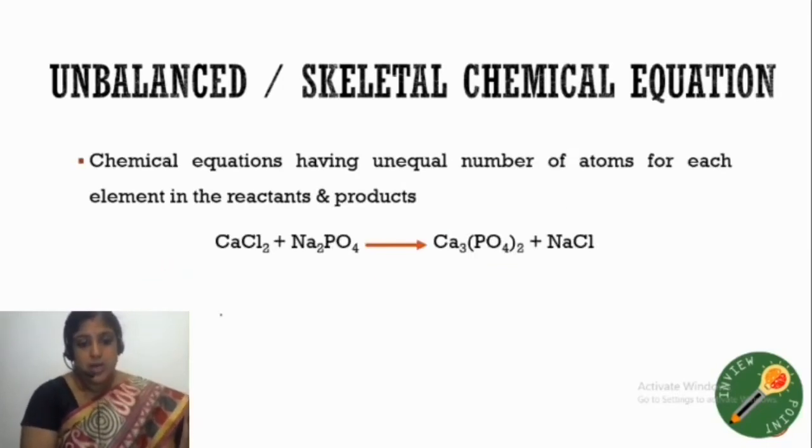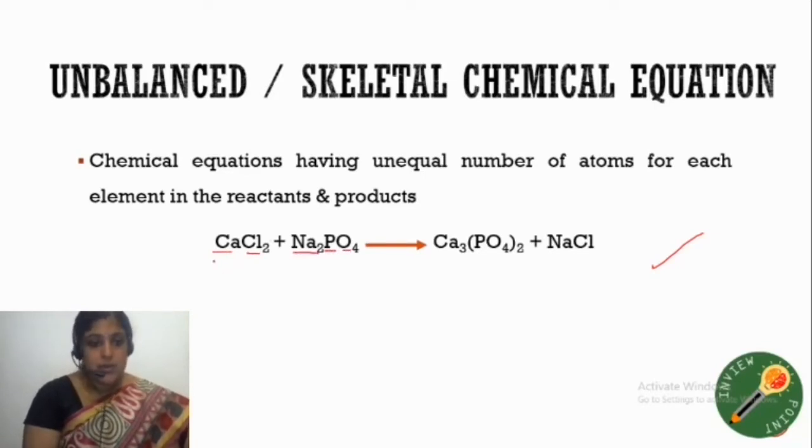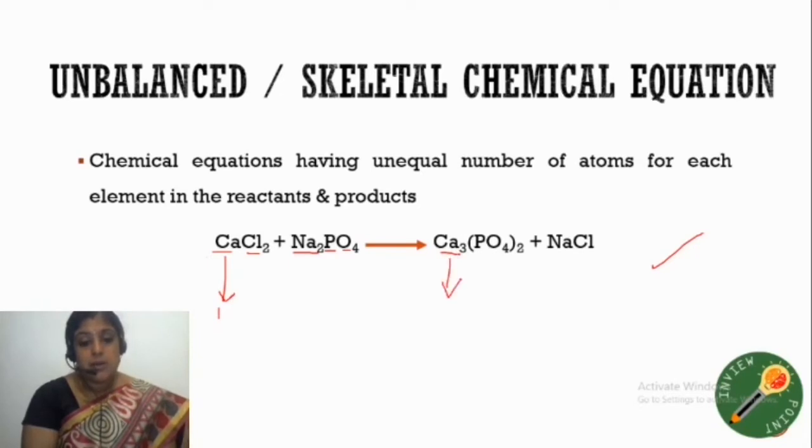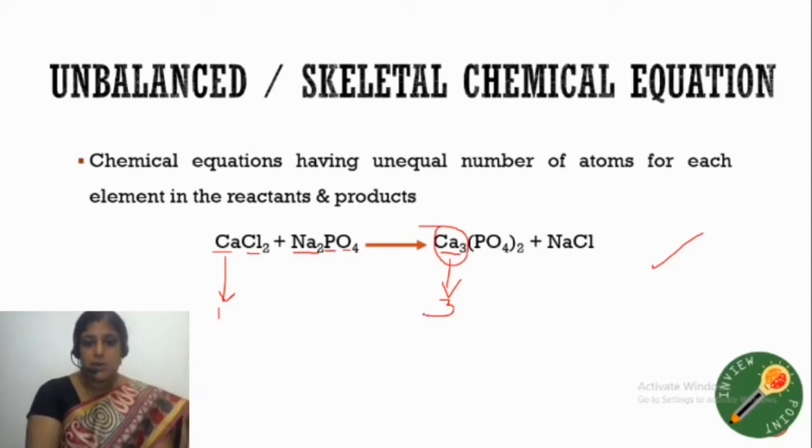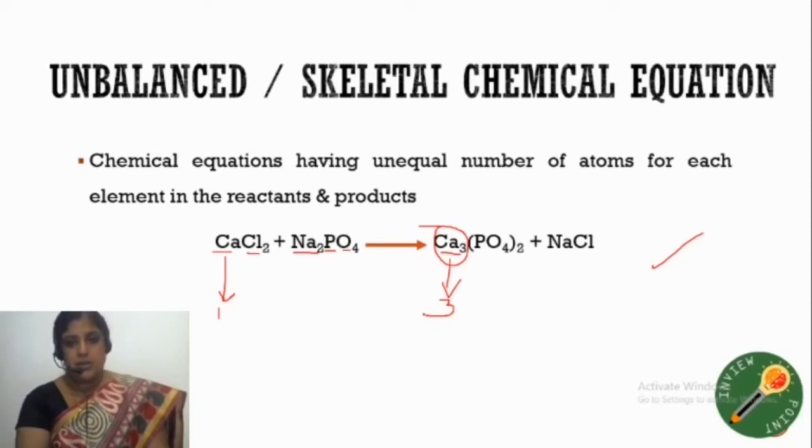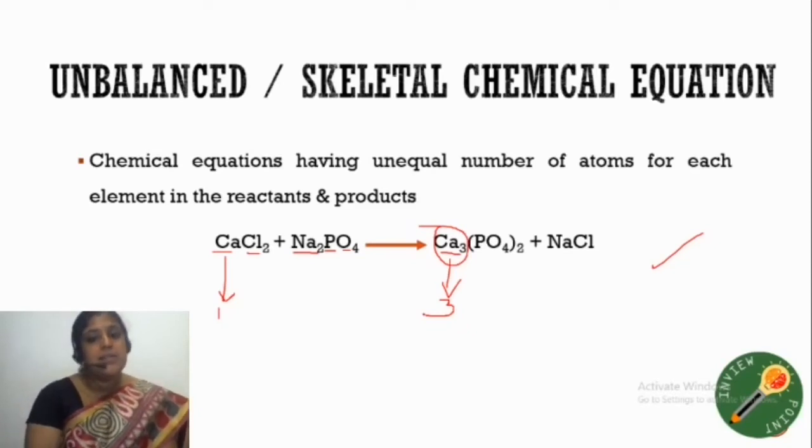So let's take an example and discuss. See here the elements are calcium, chlorine, sodium, potassium, and oxygen. In the reactant side, the number of calcium atoms is 1, but in the product side, the number of calcium atoms is how much? It is Ca3, right? So there are 3 calcium atoms in the product side. So for one element itself, the number of atoms in reactant side and product side is not equal. So we can say this is an unbalanced chemical equation.